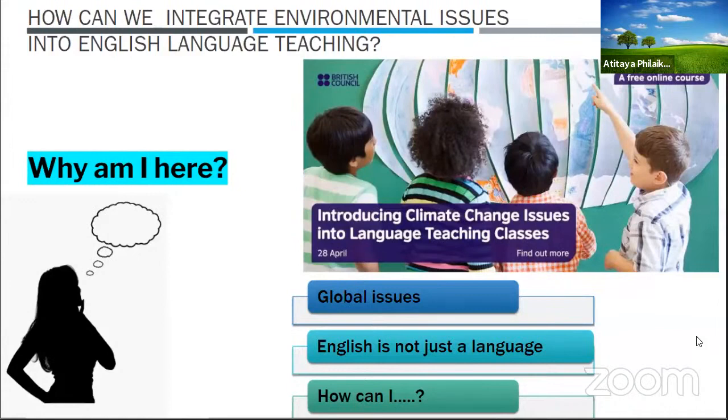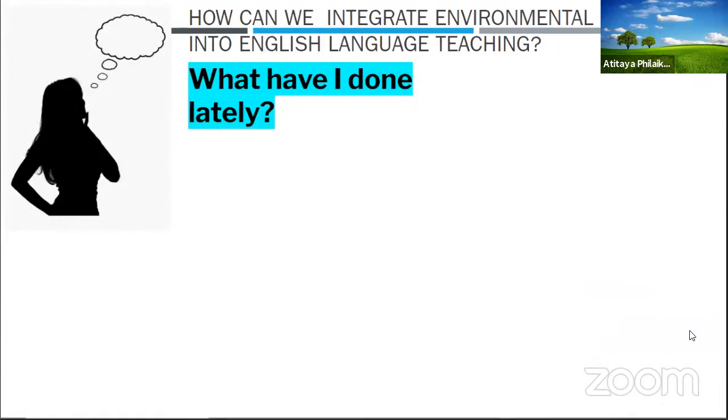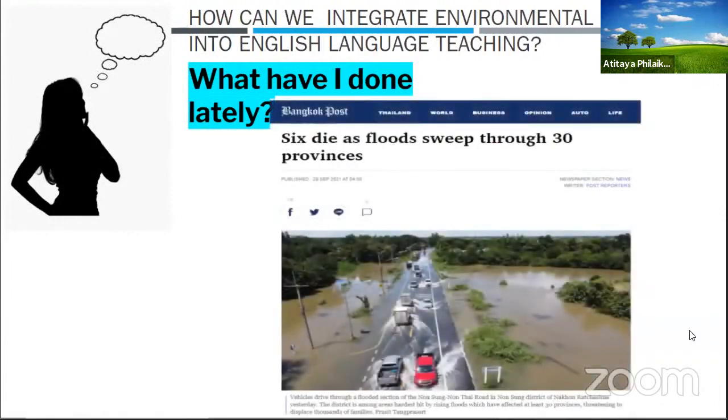Next, please. Maria, next, please. Okay, what I have done lately, as an English teacher who teaches English for reading and writing for grade 7 and grade 12 students at school, I brought both authentic material, like articles or news from newspapers or websites, and the passage about the climate issue provided in the textbook into my lesson.